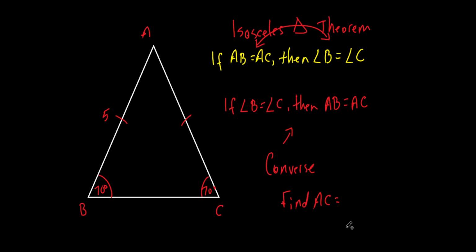What would you do? It's just 5, that's right. If these two angles are equal, these two sides are equal. If this is already 5, what's this going to be? That's going to be 5 as well, okay? I might do something like this.